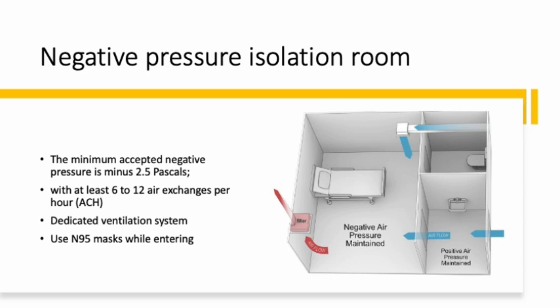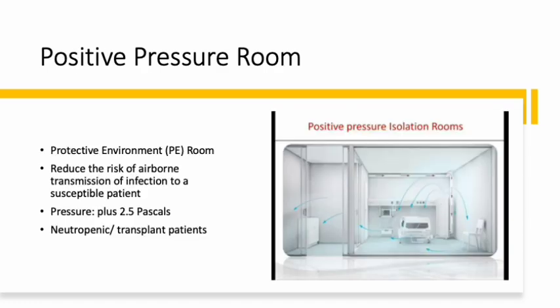A negative pressure isolation room prevents spread of infection which are airborne like TB and protects others from these. They maintain a negative pressure of minus 2.5 pascals relative to the corridor or rest of ICU, leading to flow of air from corridor to the room so that the infected airborne particles are not transmitted from the room to the rest of the ICU.